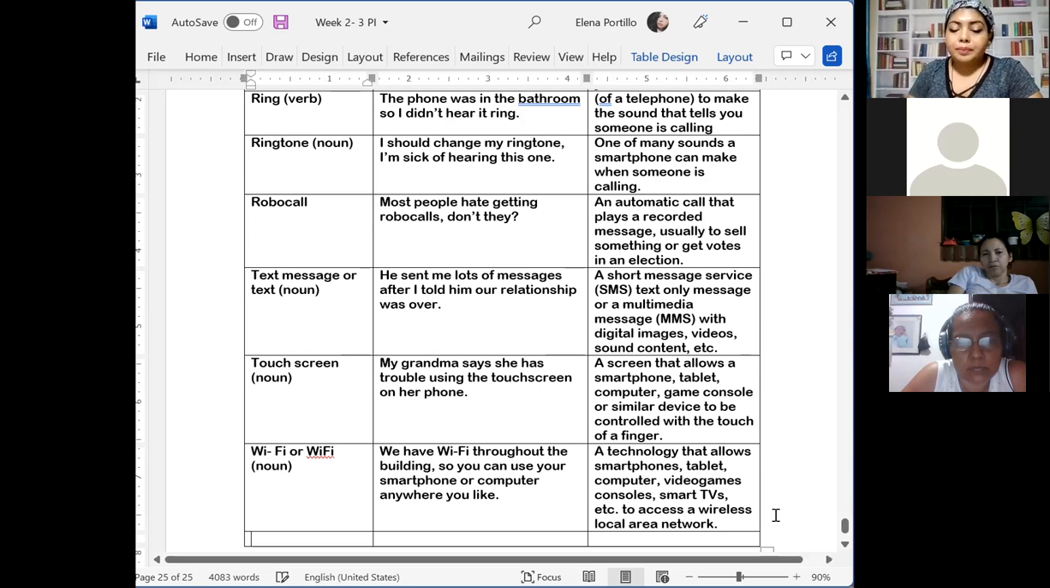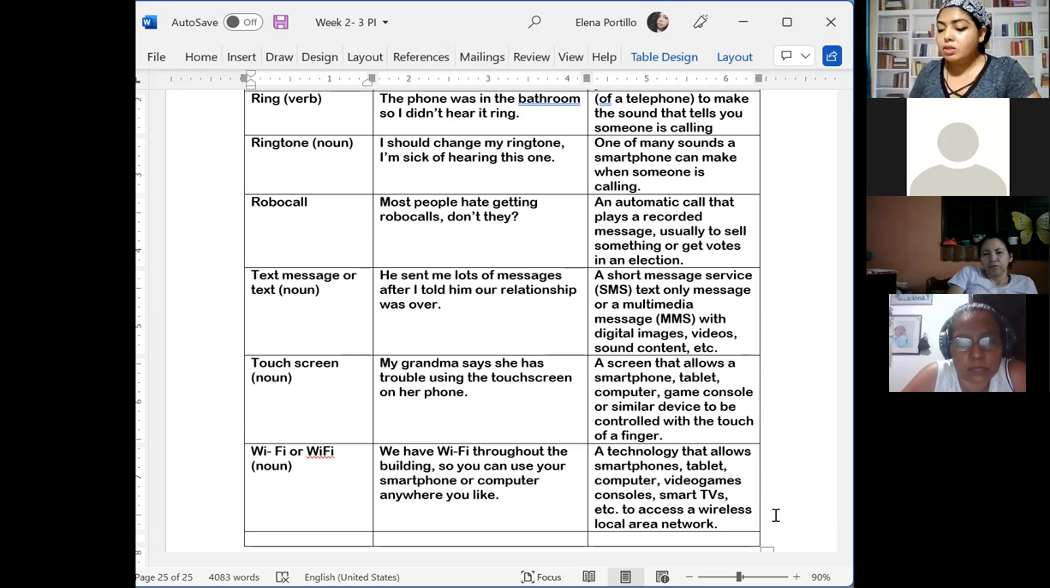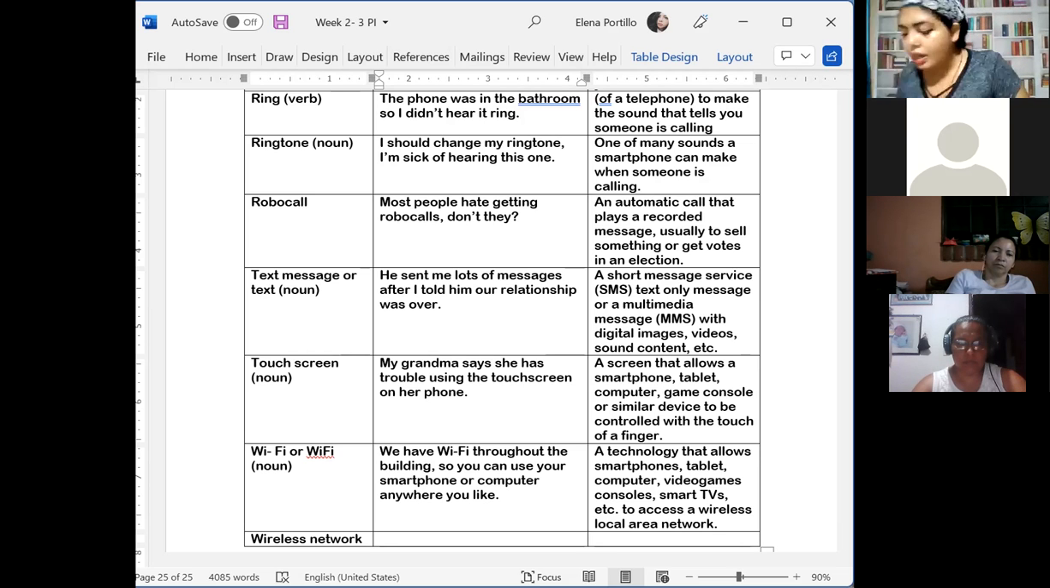And the last one, we have the last one of these words that we have in the vocabulary. And this one is wireless network, that is almost the last phrase that we are going to use in this last example. So we have wireless network. And we have the example that says your phone can hook into networks in other countries.